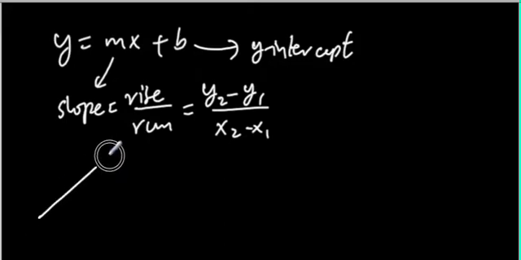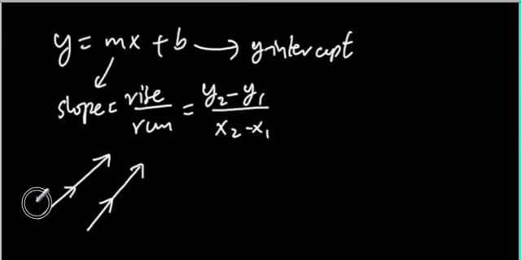Now, if two lines are parallel to each other, for example, if this is m1 and this is m2, then they have the same slope. So m1 equals m2 if these two lines are parallel, which means that they will never meet. They will never have an intersection point.